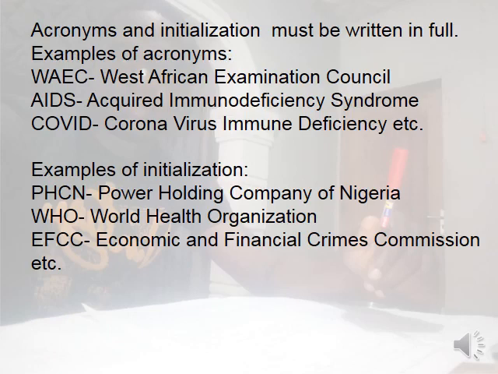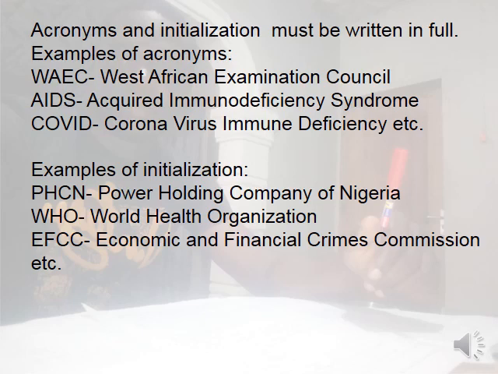Now, another one is acronyms and initialization. Acronyms and initialization must be written in full. Examples of acronyms include WAEC, AIDS, COVID. All these are acronyms. What are acronyms? These are the initials of words that can be called together. For example, WAEC, we call it together as WAEC. But for initialization, you pronounce the first letters of the abbreviation one after the other. For example, we have PHCN here. That is initialization because we are calling it one after the other. PHCN is initialization, but WAEC is an acronym because we are able to call it together.